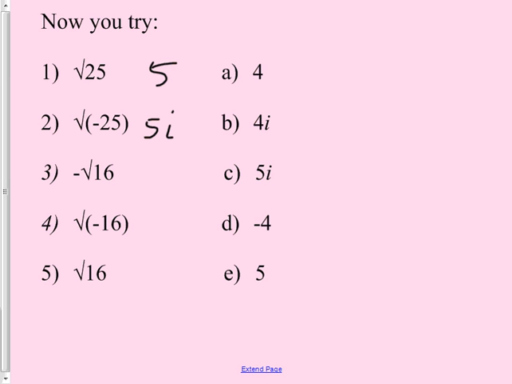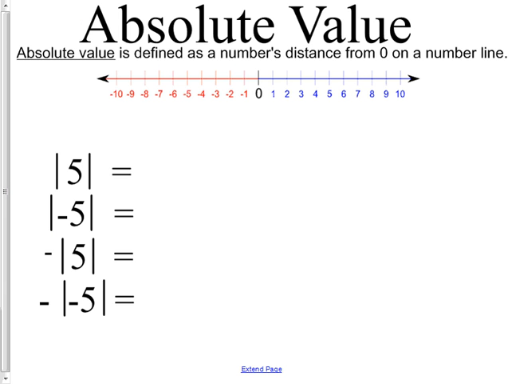5i. How about the next one? -4. How about the next one? 4i. Very good. How about the last one? There we go. All right.